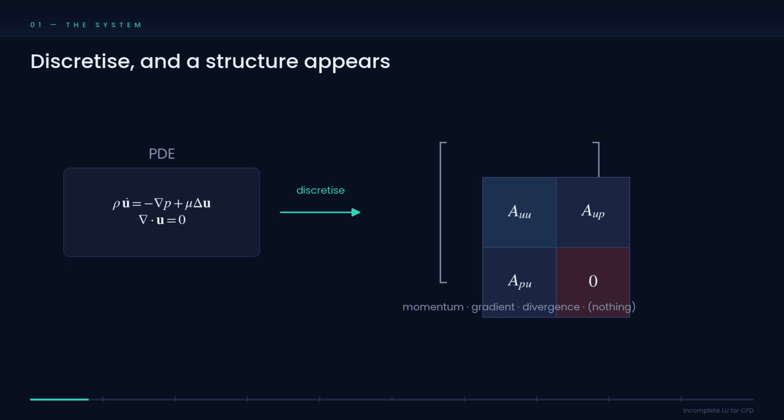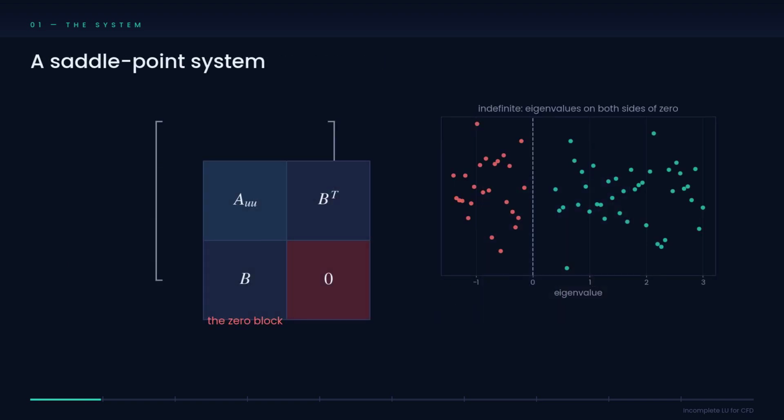2 by 2 blocks. The momentum operator in the top left, the gradient and the divergence off the diagonal, and in the pure incompressible case, nothing at all in the bottom right. That zero block is not a detail. It is the reason this matrix is indefinite. It has eigenvalues on both sides of zero. Matrices like this are called saddle point systems, and they are famously unfriendly to iterative solvers. There is no positive definite structure to lean on.